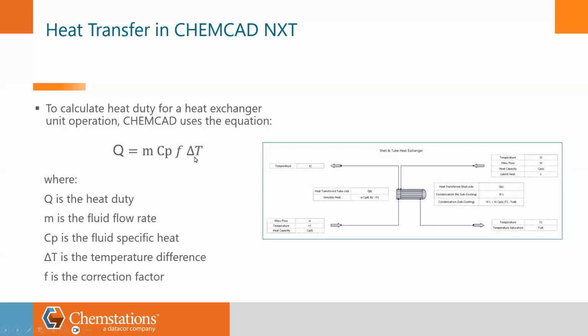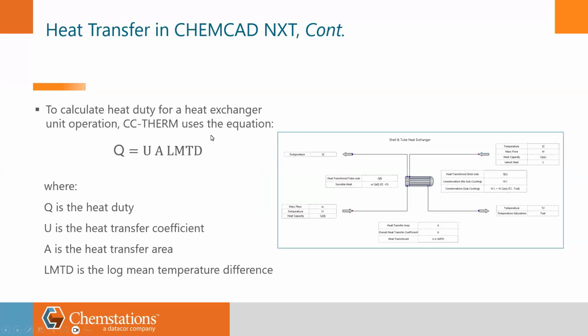The temperature difference, the delta T that you see here, and F is the correction factor. This correction factor is a function based on the fluid temperature going in and out of the exchanger, and it's also a function of the number of tube and shell passes on the heat exchanger. So it's not only based on the temperature difference, but also on the shell passes. This equation is based only on the fluid flow, on the fluid going across this exchanger, and that is CHEMCAD.